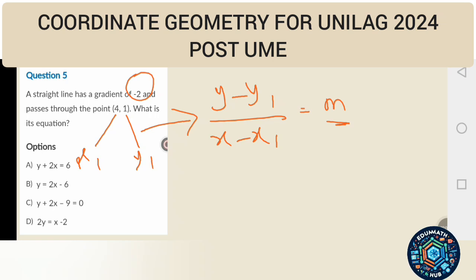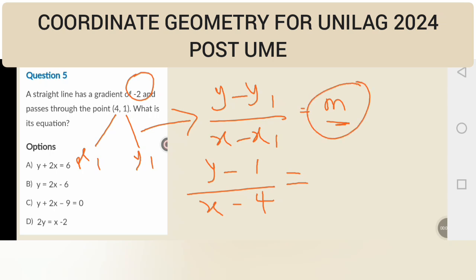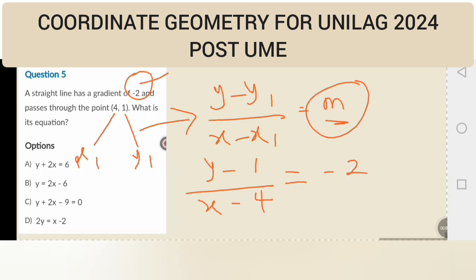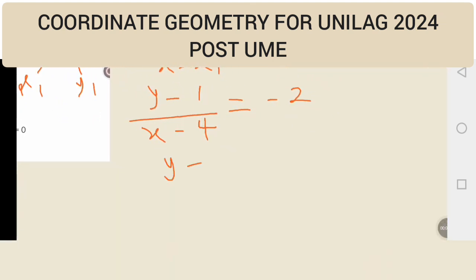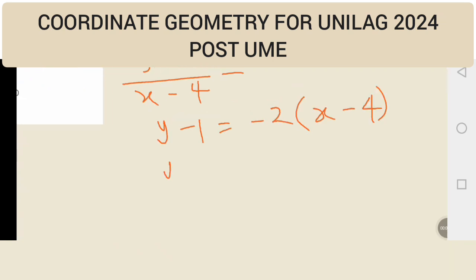So you're going to get y minus y1, which in the question is 1, divided by x minus x1, which is 4. Then the gradient is minus 2. You can see it right here. The gradient is minus 2. So just simplify this. Cross multiply: y minus 1 equals minus 2 into x minus 4, which will give you y minus 1 equals minus 2x plus 8.